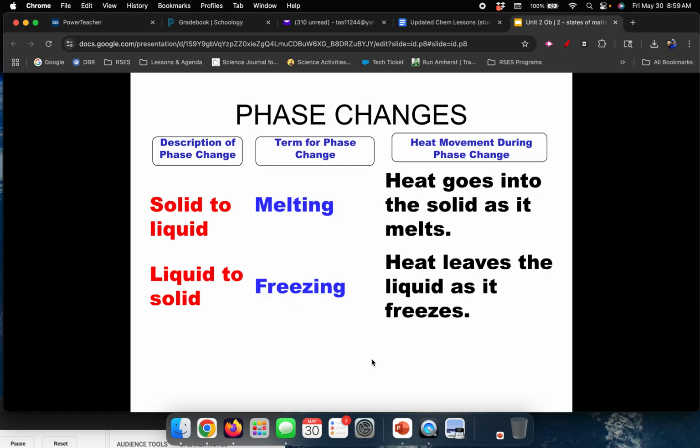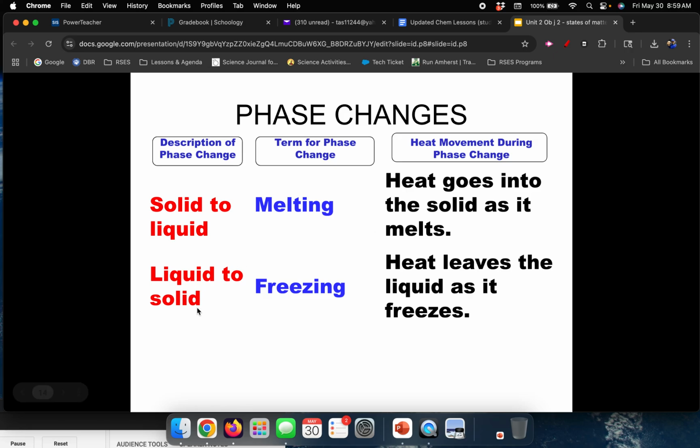All right, so phase changes, when we go from one to another, like solid to a liquid. We're always going to have some heat movement. We are either going to absorb the heat or release the heat. And if we look here, solid to liquid is going from a slow-moving molecule in a solid to a fast-moving liquid. We call that melting, but to speed up from slower to faster, it needs to absorb heat. It needs to take heat in.